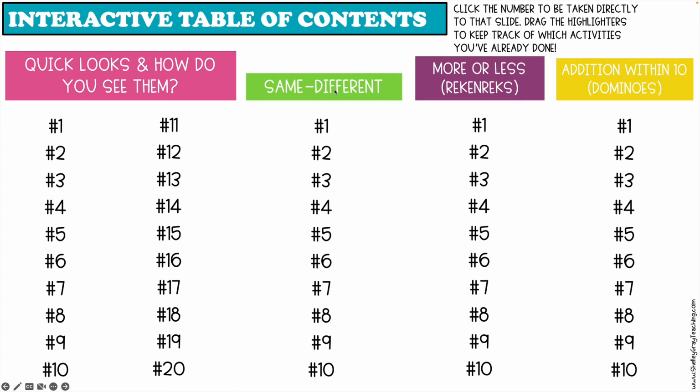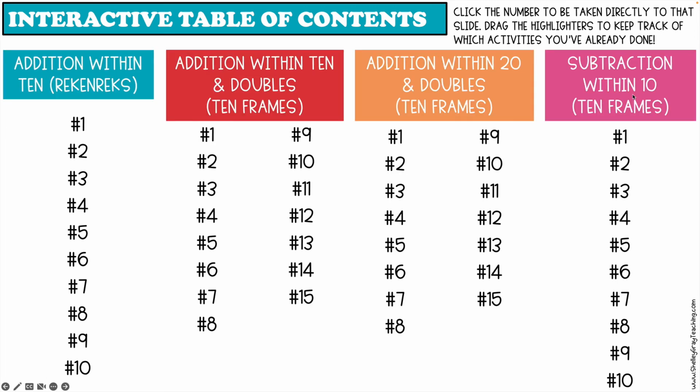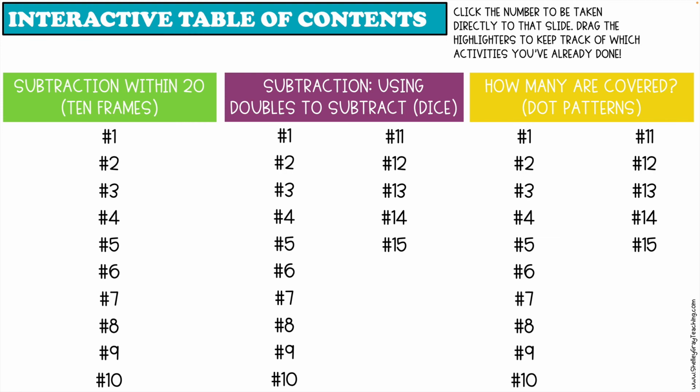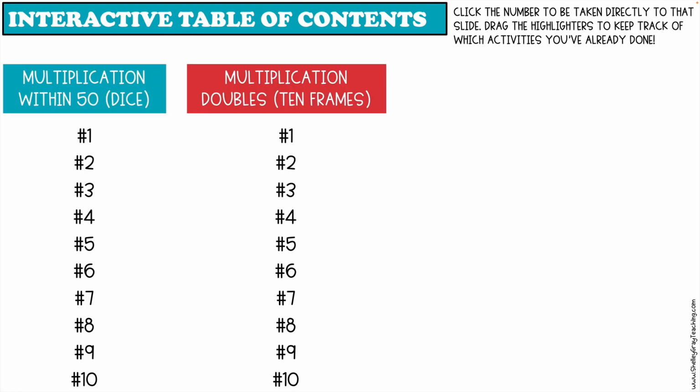And then we get into some same different arrangements. We get into more or less using rekenrek patterns. We get into addition within 10 with dominoes, and the list goes on and on and on, working on different strategies. So you can actually decide what concept you want to focus on with the Dot Talks, and you can use any of them. You don't have to go in the specific order. If you're currently working on doubles in your classroom, you might want to go to the doubles section and work on that. So you'll find this table of contents in all of the different versions.